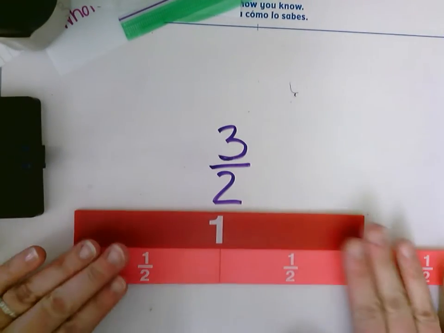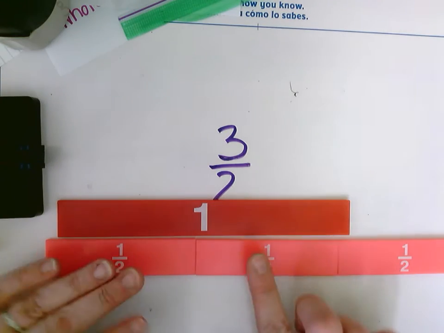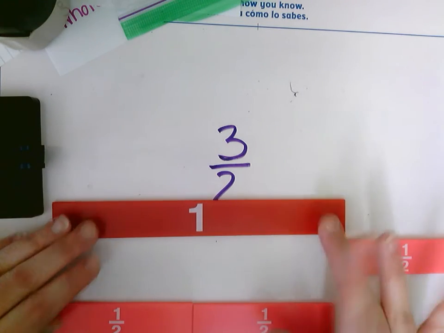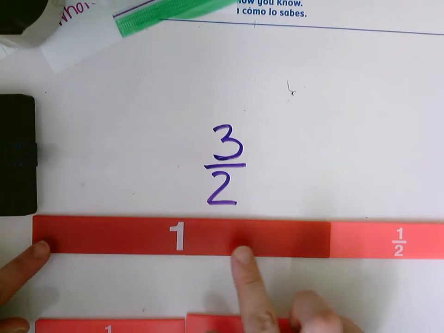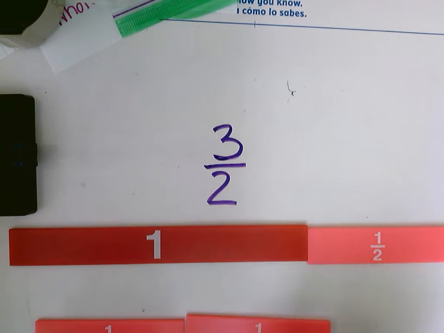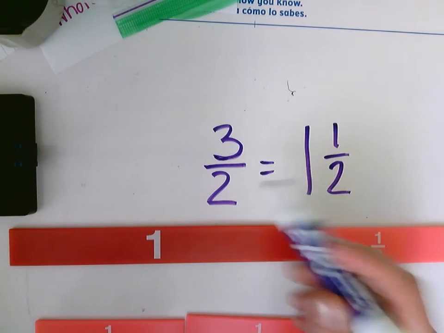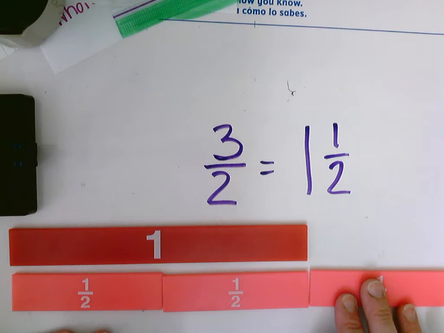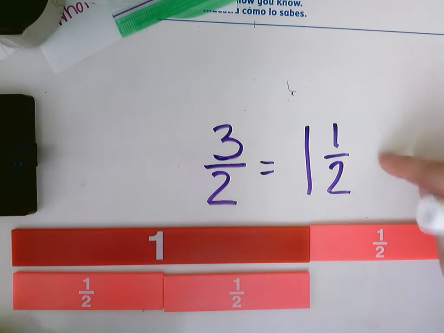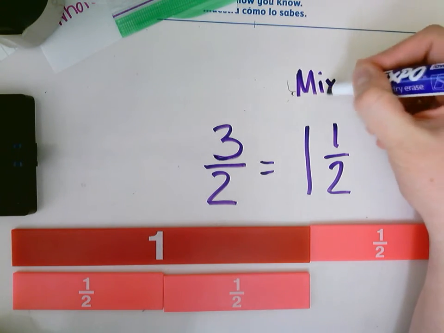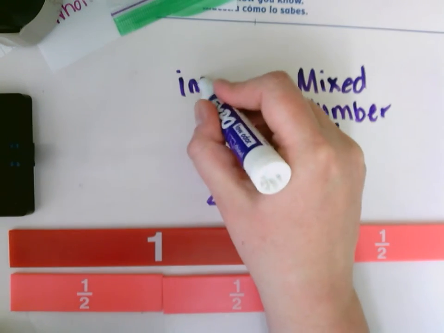Well, you know what I can do? Here I have my one whole and I have this extra amount of fractions. I'm going to replace these 2/2 because they're equivalent to 1. I'm going to replace that with my one whole. And now you see I have one whole and I have 1/2. I can write that like this, 1 and 1/2. So 3/2 is equivalent to 1 and 1/2. This is my mixed number, and this is my improper fraction.